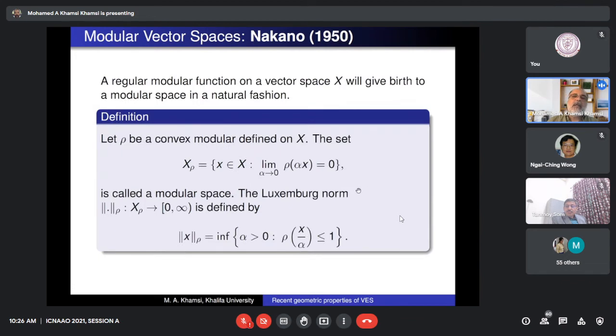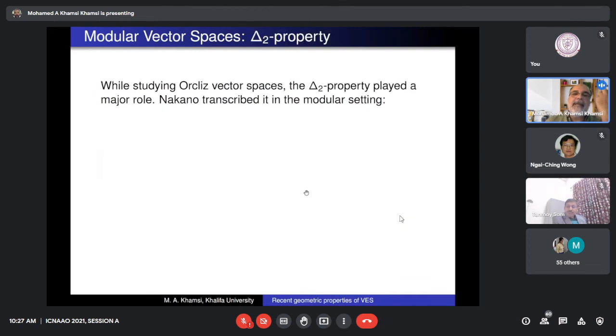Okay, so given a modular, we have a vector space, and we have a norm that we also call the Luxembourg norm, but in fact it is the Minkowski functional. So you have a normed vector space, from the modular sense. And the examples, of course, were the Orlicz spaces or modular function spaces. In 1988, when I met this object, I worked with Kozlowski on modular function spaces, okay?